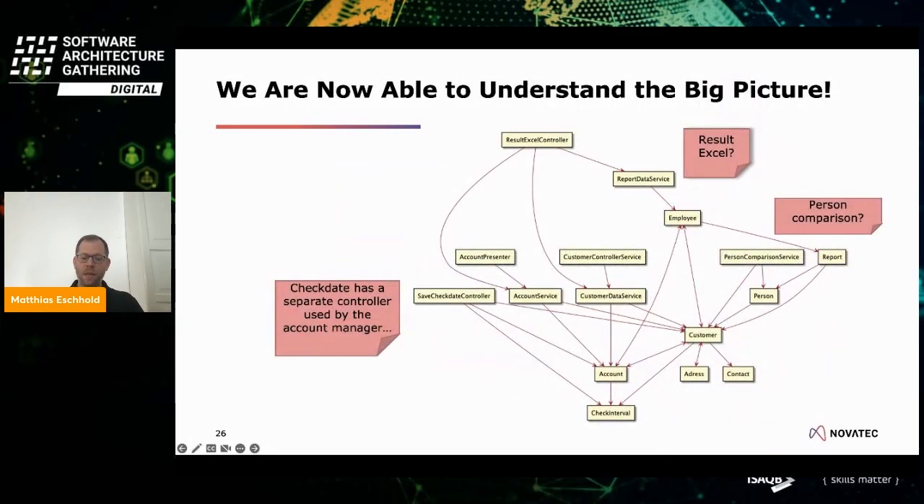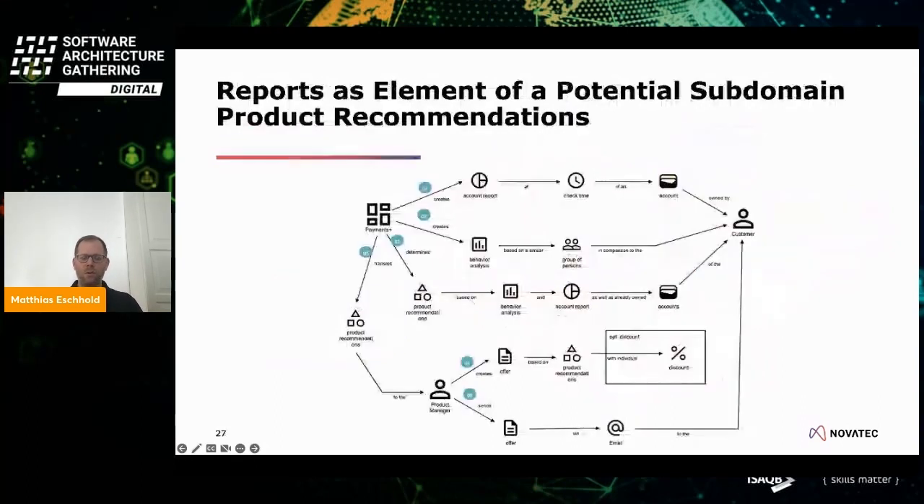And so, step by step, we are able to understand the big picture and have a discussion in the team about the relationships. On the one side, they will be clearer than before. For example, we now understand that we have a report and that this is potentially another aggregate than the customer. But on the other hand, a lot of new questions will emerge. What is the result Excel controller or the person comparison service? And why are these things needed? And if you cannot answer these questions, then please model a new domain story.